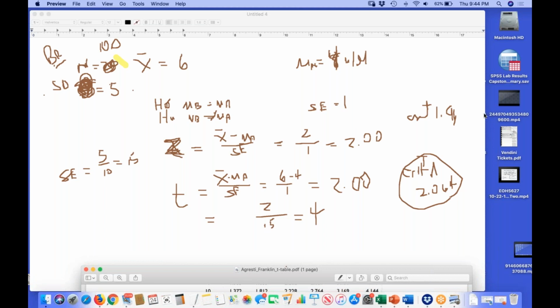So what can I do? The critical value, t critical, is 1.98, right? And the t we calculated was 4 standard errors apart, right? So have I exceeded t critical? 4 is bigger than 1.98. Oh, yeah. I have exceeded it, right? So what can I do? I can reject my null hypothesis and accept my alternative hypothesis.